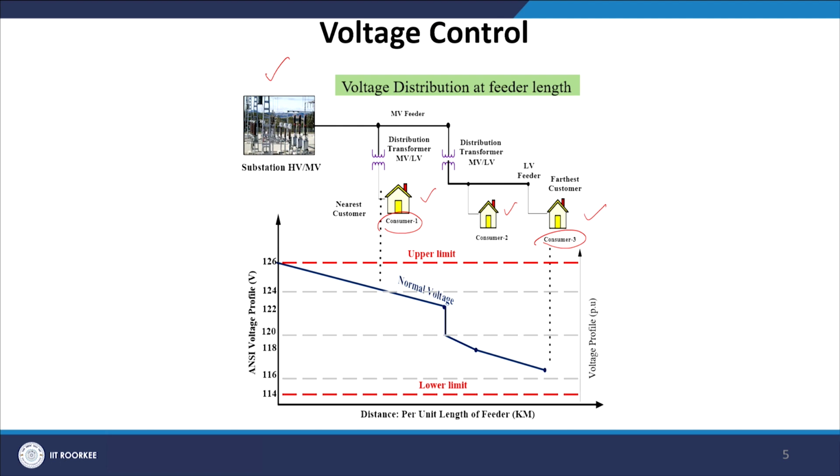Now, as per the ANSI voltage profile, let us not focus on 126, it could be 230, it could be anything, but this is your 1.0 per unit. And when you move in distance, you can experience different voltages. Now, you could see that this point and this point do experience a huge voltage difference, which is slightly interesting. So, the objective is to minimize the gap between these two voltage drops.